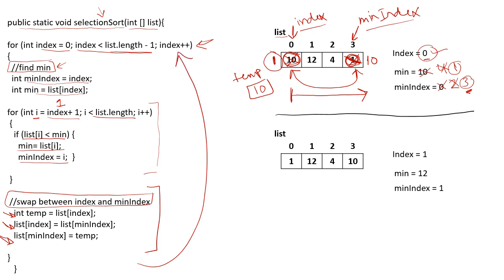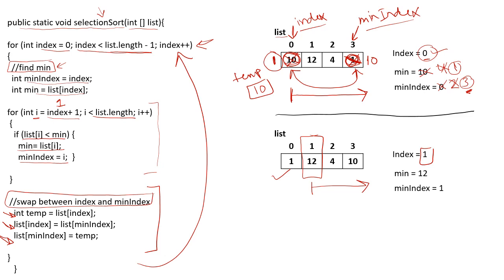Going back means index plus plus. Index plus plus, which means now index will have the value 1. So it's more like we are currently talking about this element. 1 was already sorted from the previous iteration, so I'll have to leave it. And I'll have to think about the elements in this range, which is 12, 4, and 10. We have to find which one is the minimum and move it to location 1.